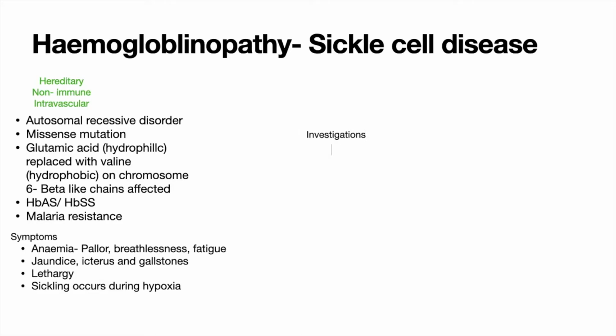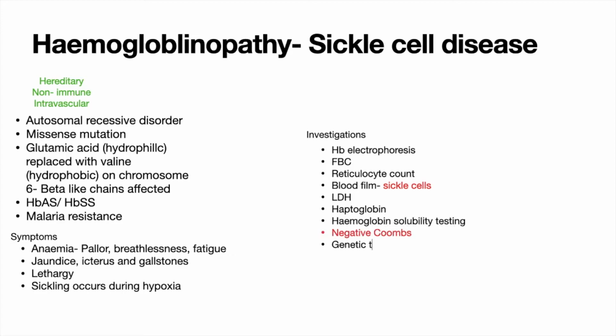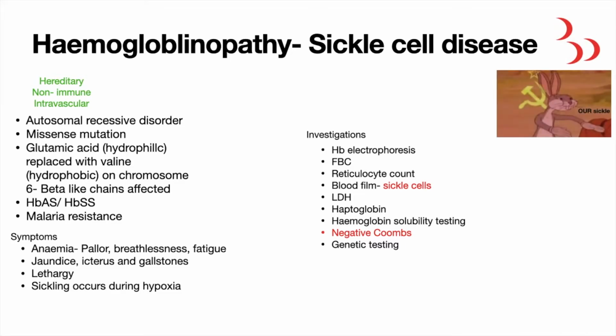Now, what do I mean by sickling exactly? Well, if we look at the investigations, first of all, we can do a hemoglobin electrophoresis because, of course, these patients have abnormal hemoglobin levels, and so this would be able to identify that. Again, we can do a full blood count and a reticulocyte count, and on a blood film, we will see these, which are known as sickle cells, and they get their name from the tool. So hopefully you won't forget that.